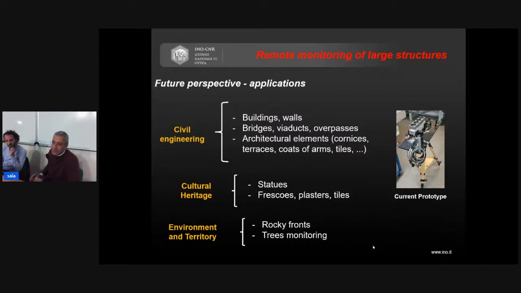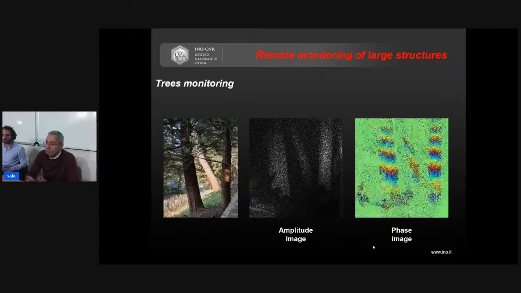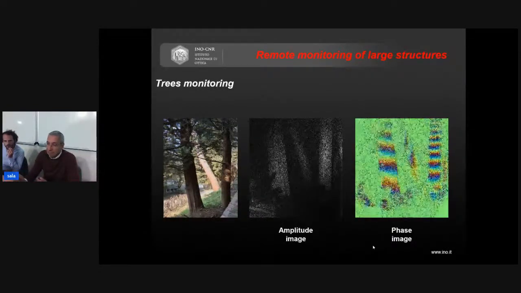Also, this system is patent protected, and I want to underline that it's a very flexible technique which could have other important applications, for example, in the field of cultural heritage, for the monitoring of statues, frescoes, and so on, and also in the field of earth sciences, for example, for the investigation of rocky fronts or for trees monitoring. Just for this last application, I want to show you some preliminary results obtained at Arcetri.